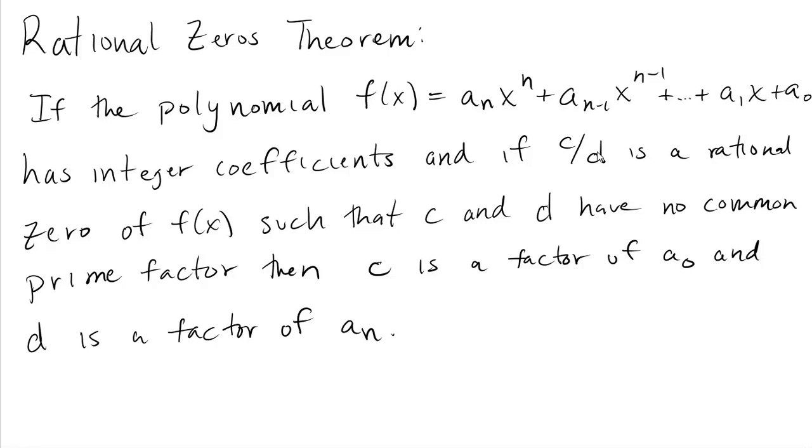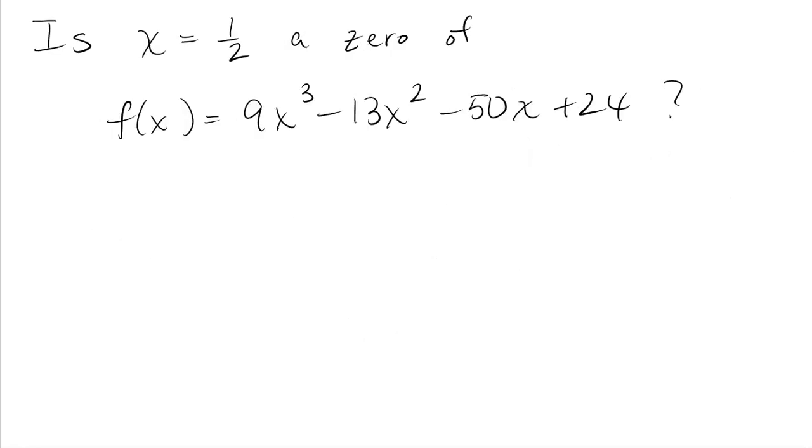I could try to explain what this says all day, but it's really not going to make sense until we do an example. So let me show you an example here. This says, is x equals 1/2 a 0 of the function 9x cubed minus 13x squared minus 50x plus 24? This is a polynomial with integer coefficients. Notice that all of the coefficients are integers.